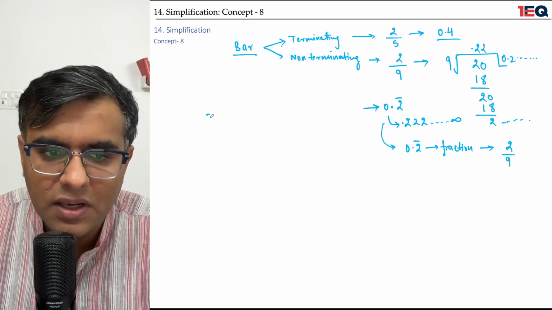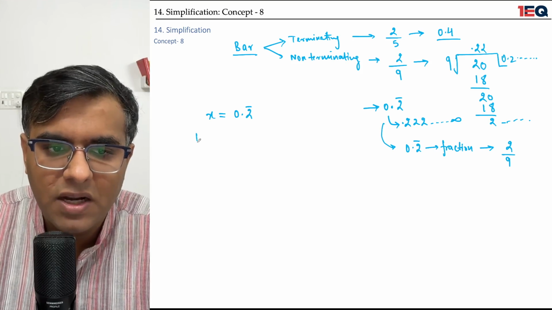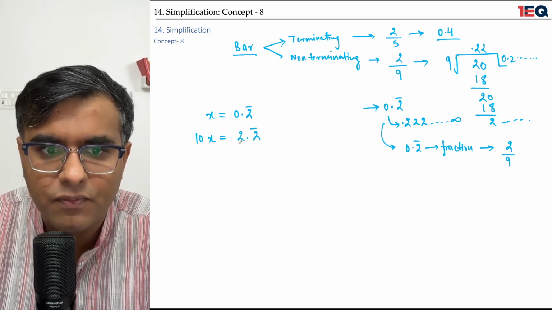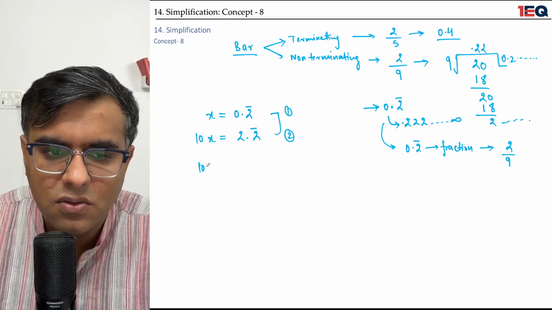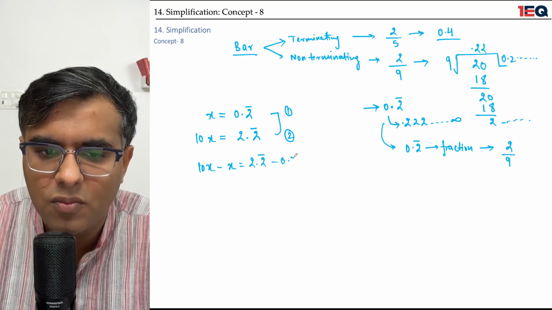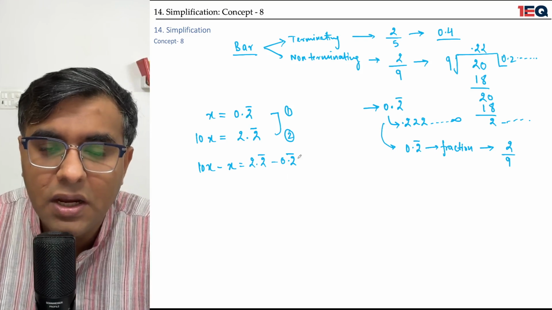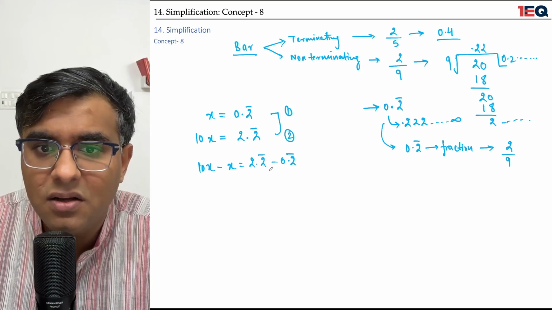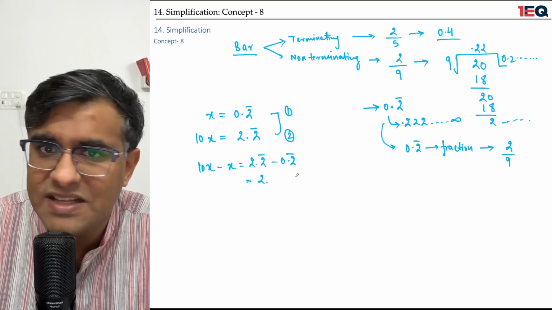I'll help you with this. Let's assume that x is equal to 0.2 bar. If I multiply it by 10 on both sides, then the value of 10x would become 2.2 bar. Let me subtract the first equation from the second equation. So 10x minus x gives me 2.2 bar minus 0.2 bar. This entire exercise was carried out only and only to eliminate the bar from this question, only to eliminate the non-terminating thing in the equation. So 2.2 bar minus 0.2 bar gives me 2 as my final answer.